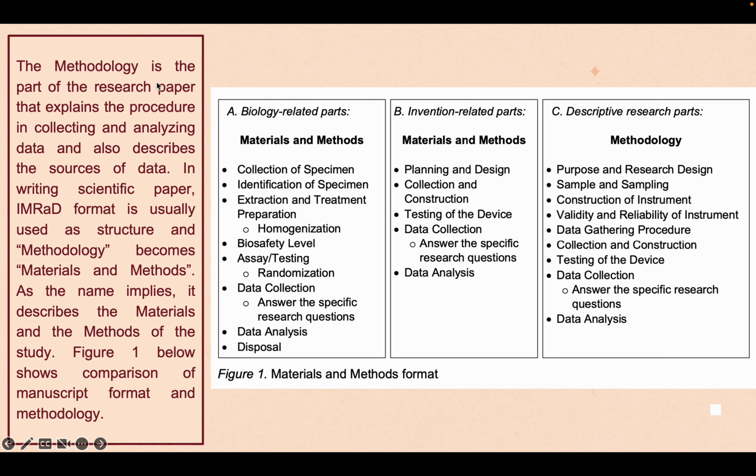So the methodology is the part of our research paper that explains the procedures in collecting and analyzing data and also describes the sources of our data. So in writing a scientific paper, the introduction, methods, results, and discussion format is usually used as structure, and methodology becomes the materials and methods. M stands for materials and methods. As the name implies, it describes the materials and methods of the study.